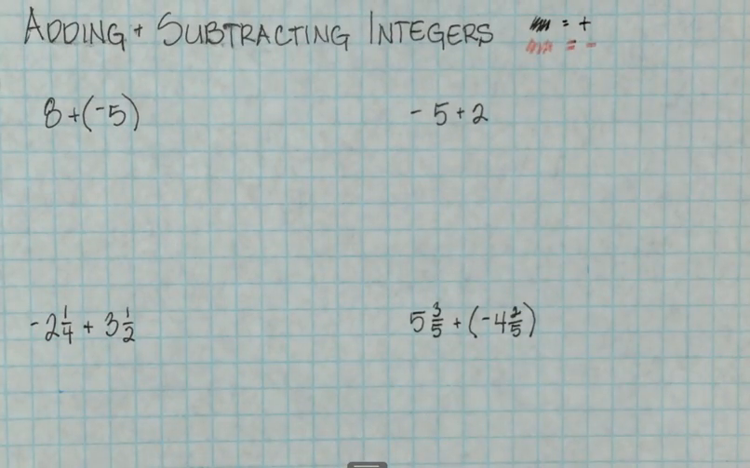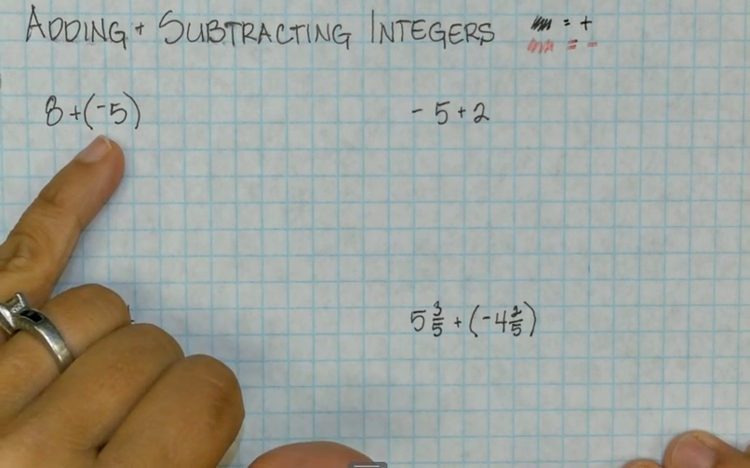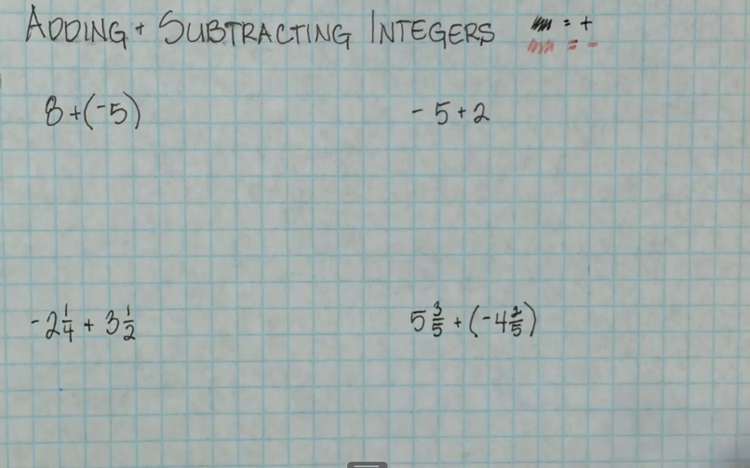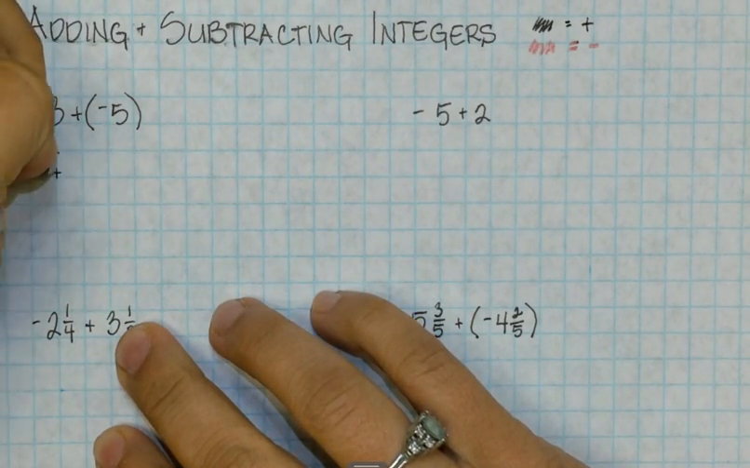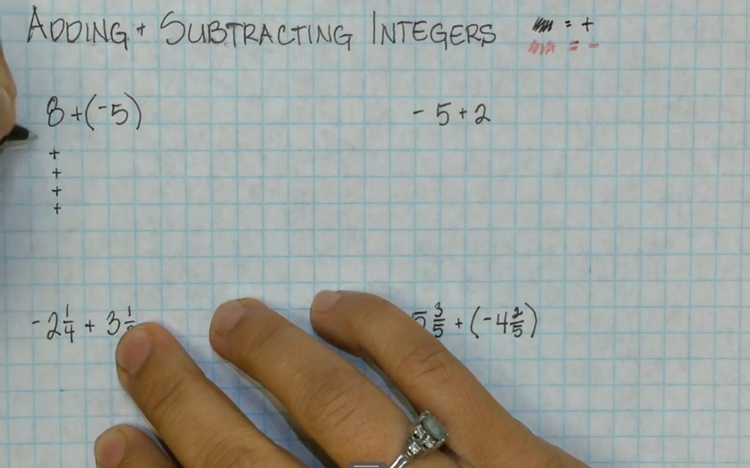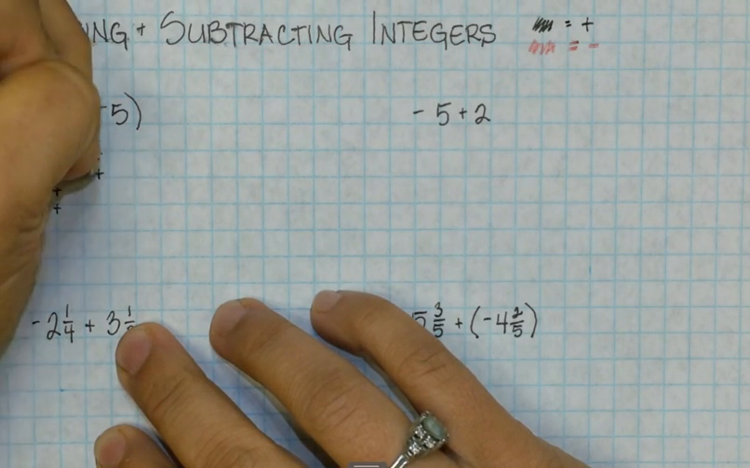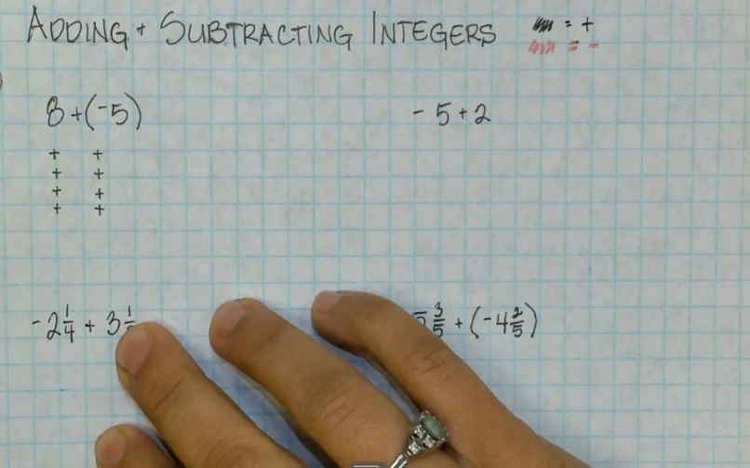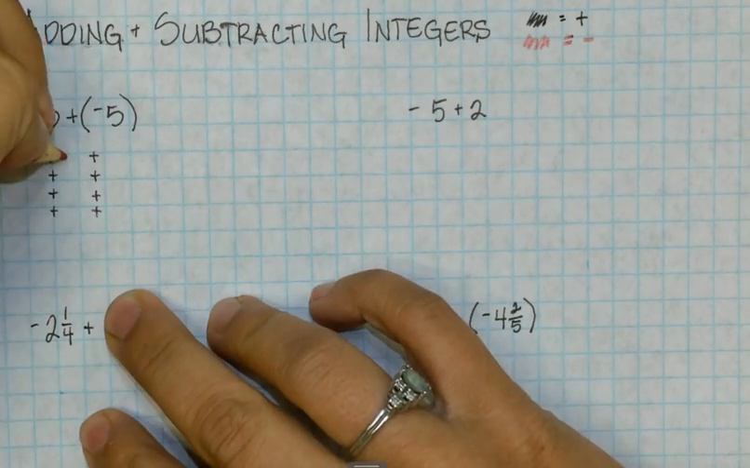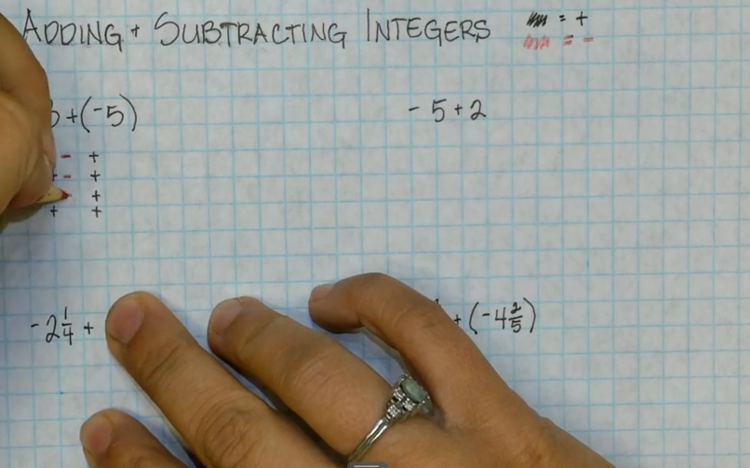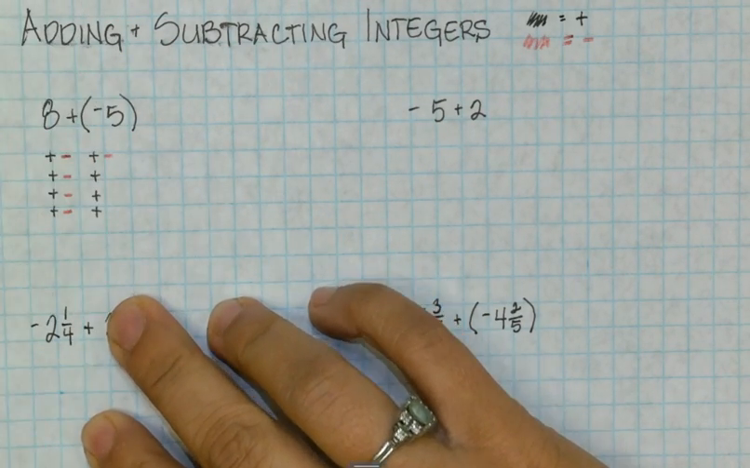Okay? So I have 8 positives, and I'm going to add in 5 negatives. So what that looks like is I have 8 positives: 1, 2, 3, 4, 5, 6, 7, 8. I've got 8 positives, and I have 5 negatives: 1, 2, 3, 4, 5.